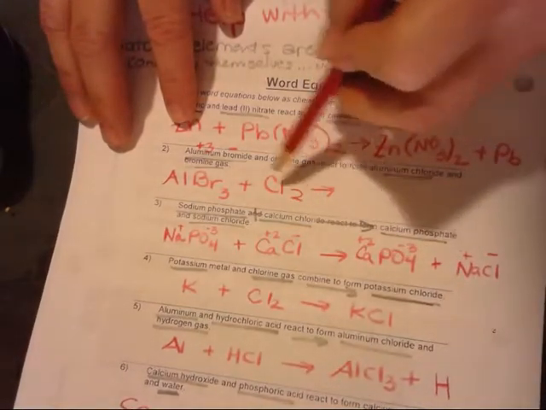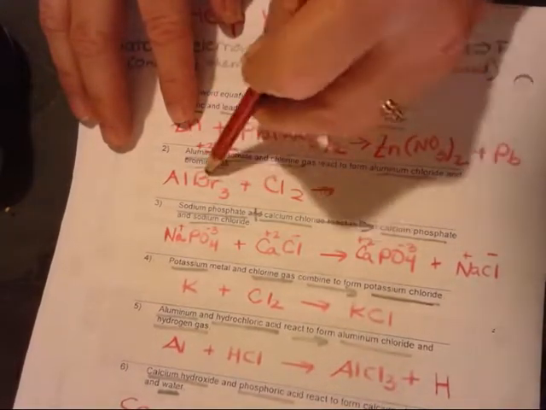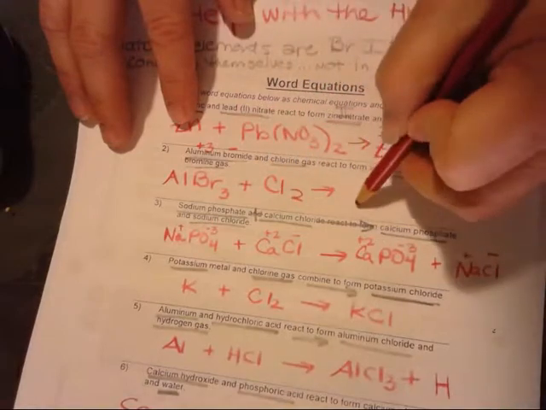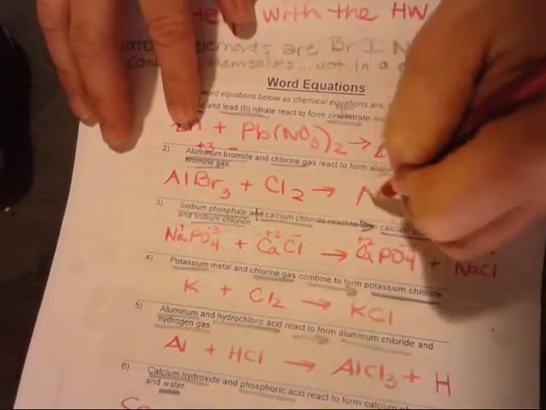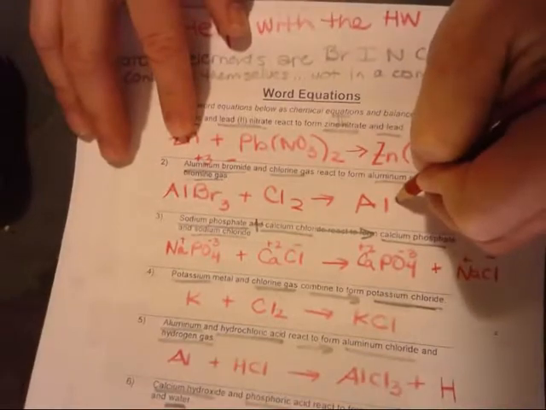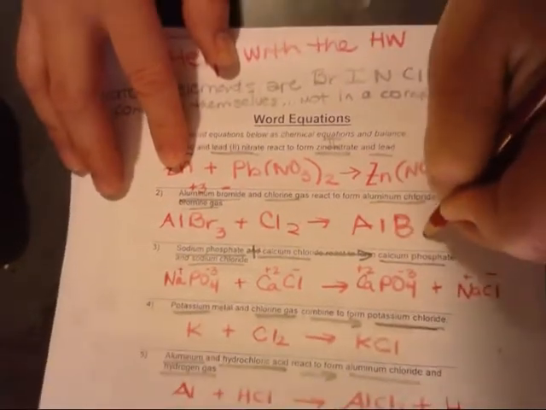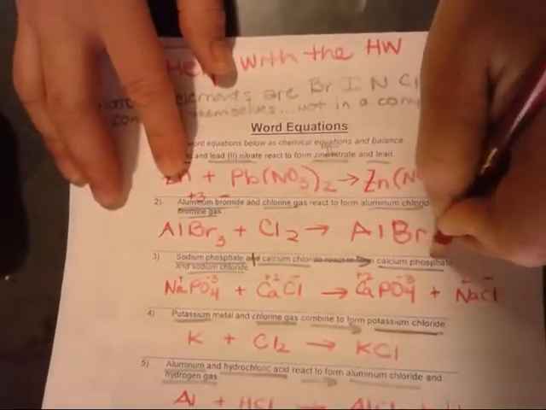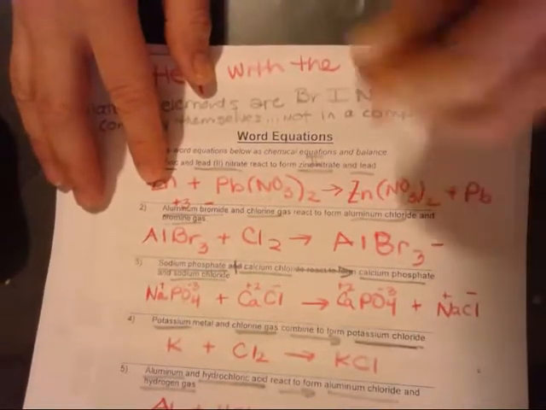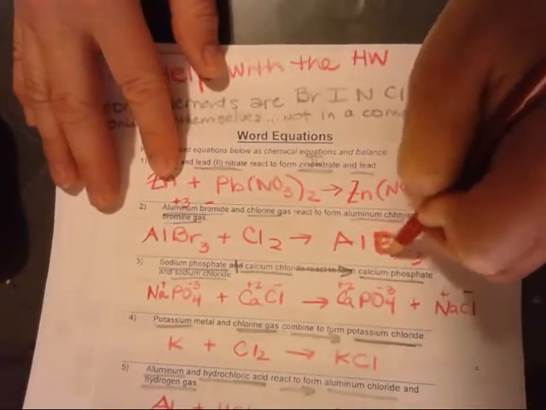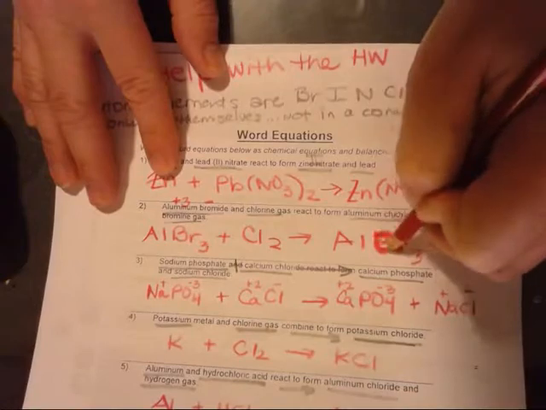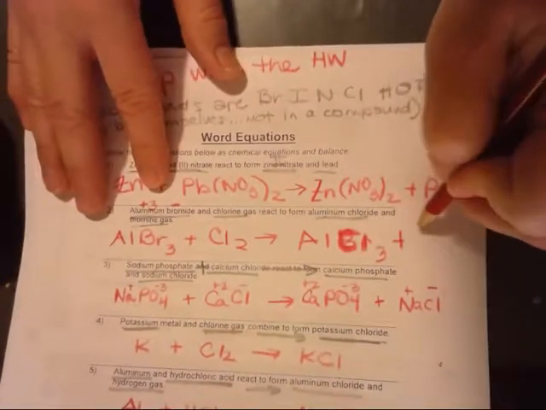And then what's happening is these guys are switching places, the non-metals, so then you're going to form aluminum chloride. Excuse me, that was a mistake on my part. Aluminum chloride and bromine.